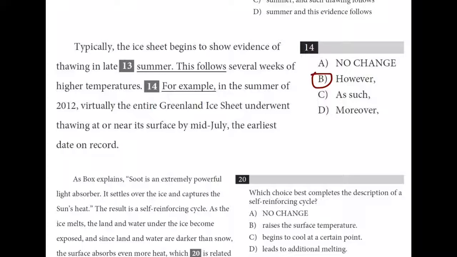However, in the summer of 2012, virtually the entire Greenland ice sheet underwent thawing at or near its surface by mid-July, the earliest date on record. The reason why, for 14, we choose B. It provides a conjunctive adverb that accurately represents the relationship between the two sentences. However, signals an exception to a case stated in the preceding sentence.